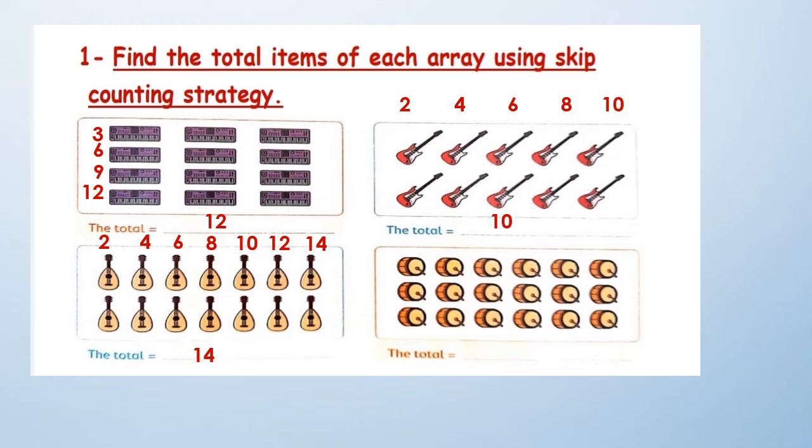And the last one, I will use the rows. Each row has 6 items, so I will start with 6 and skip count by 6. I will write 6, 12, 18. Then the total number here is 18.